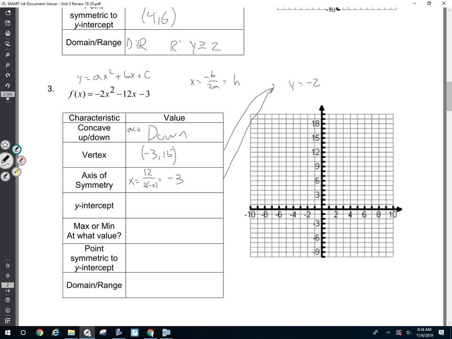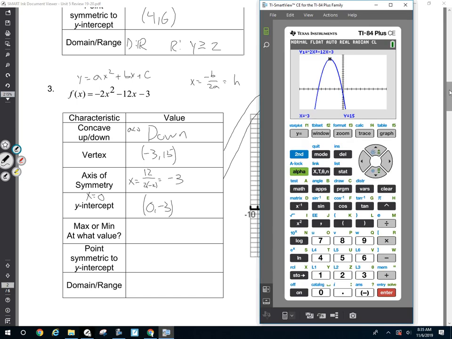I would have gotten the same value if I just plugged it in by hand. Y equals negative 2 times negative 3 squared minus 12 times negative 3 minus 3. And that's negative 18 plus 36 minus 3. And I would have gotten 15. The y-intercept when x is 0. If I plugged in x equals 0, you get negative 3. So 0, negative 3. You can also either just plug it in, you get 0 minus 3. That's negative 3. In your calculator with trace, 0, negative 3.